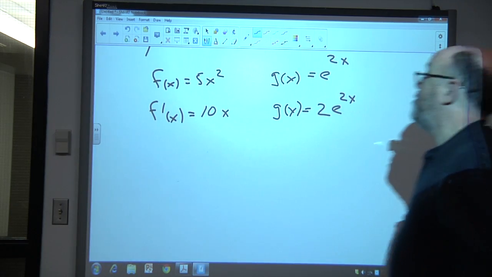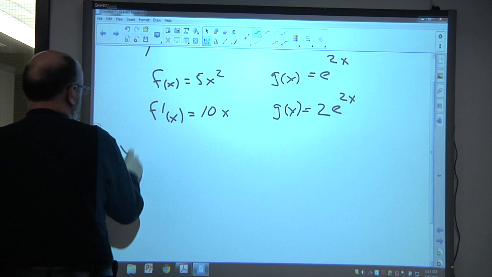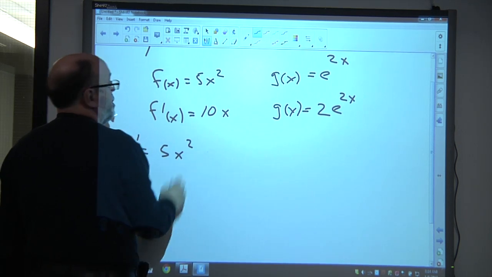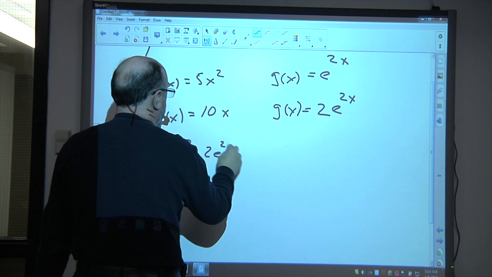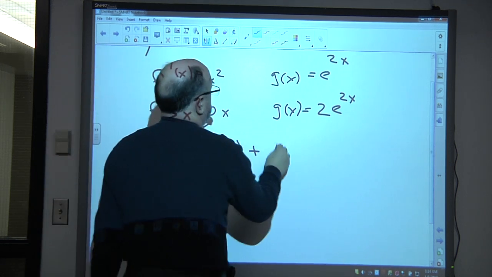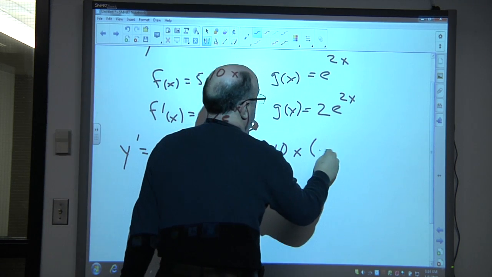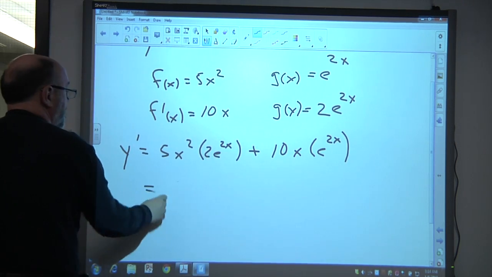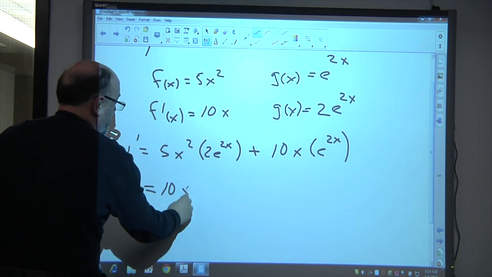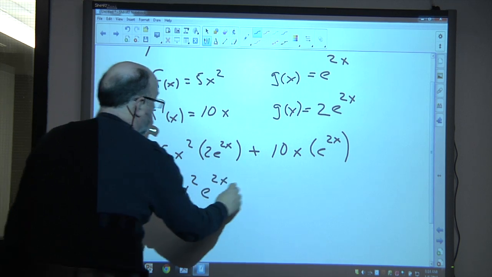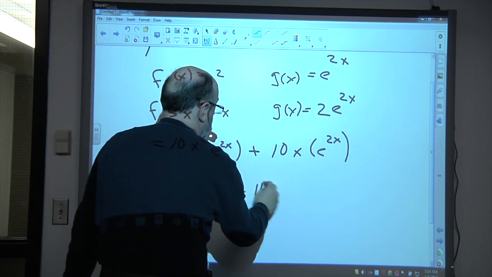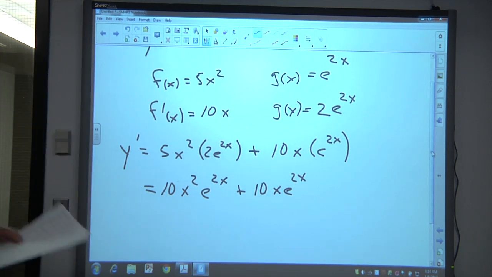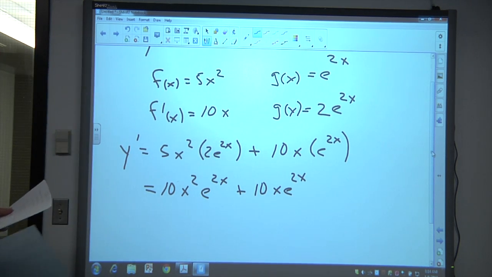We plug it into the format, and we get y prime is going to be 5x squared, 2e to the 2x, plus 10x times e to the 2x. Combine and simplify a little bit, we get 10x squared e to the 2x plus 10x e to the 2x. And we're done, and we have our derivative.